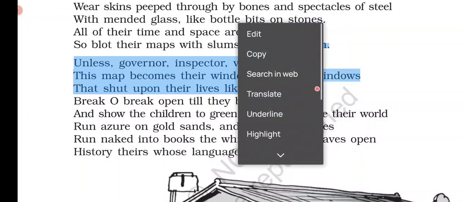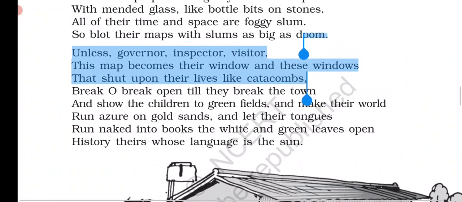Catacombs, we discussed this. It is actually, you could say, a cemetery, the passage that leads to where the people are buried. In those times, we had cemeteries underground. So that is called catacombs.